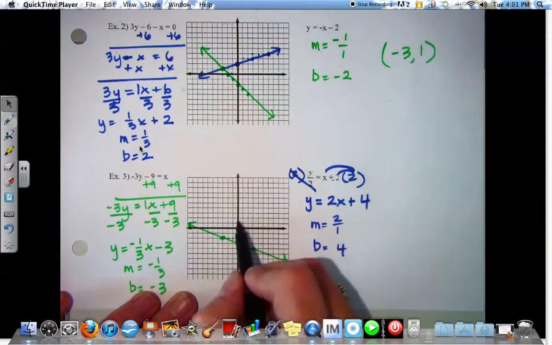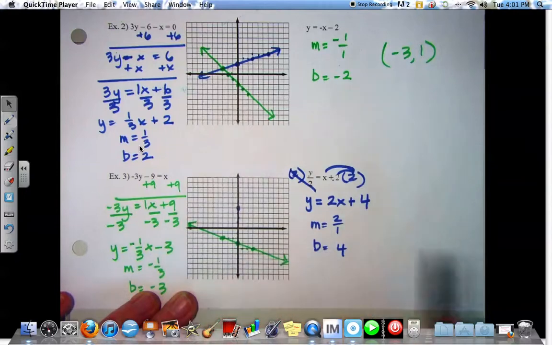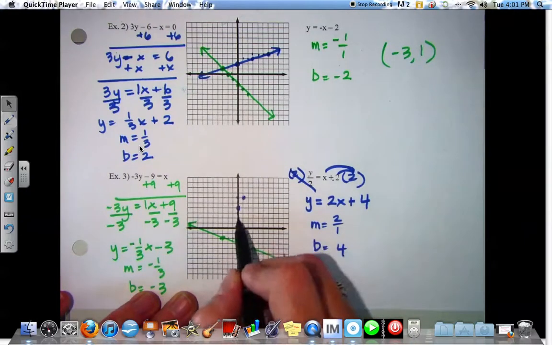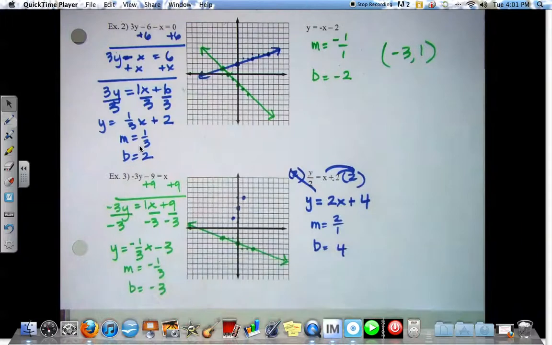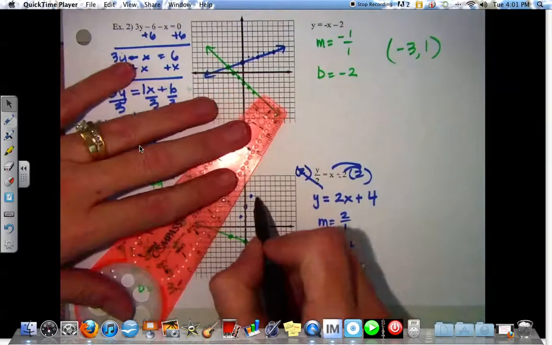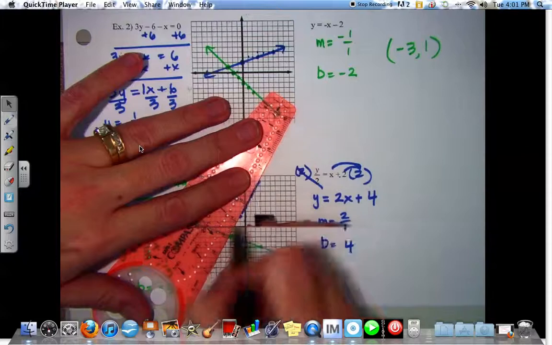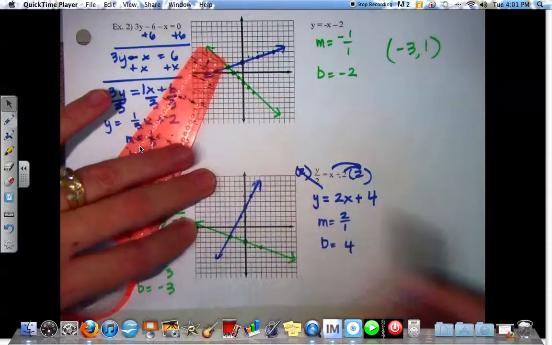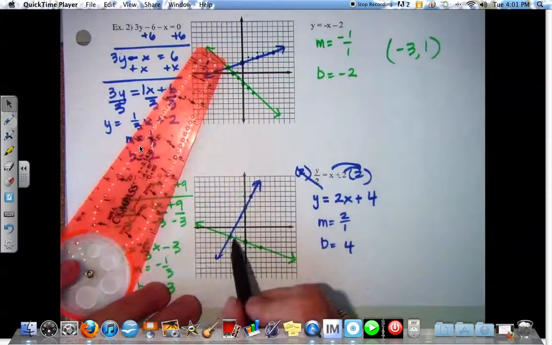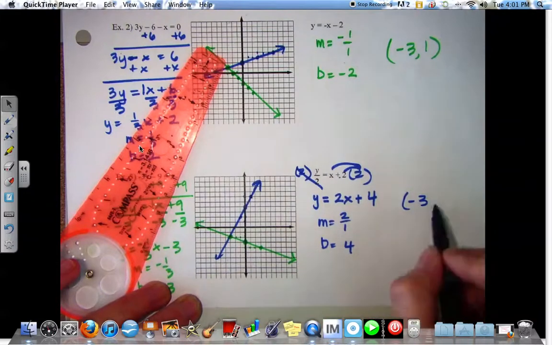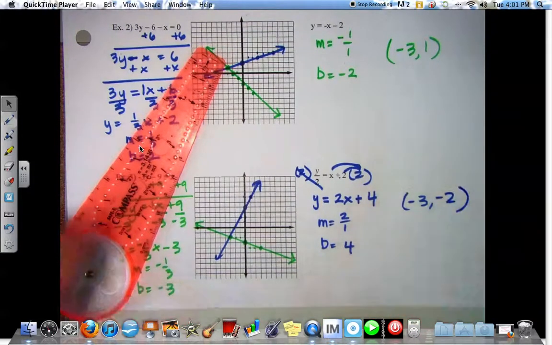So we start at 1, 2, 3, 4, up 2, over 1, down 2, over 1, and our point of intersection looks like it's right here, so it's over 1, 2, 3. It's negative 3 and down 2, so it's negative 2.